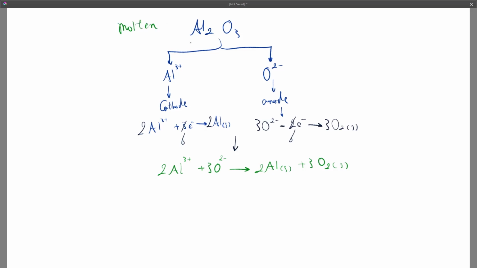So these examples, the lead bromide, the Al2O3 aluminum oxide, the copper bromide, even the sodium chloride, even though sodium chloride is water soluble, you can perform electrolysis on molten sodium chloride, and these will be the results in this exact same manner. Now, what if we have an aqueous solution? What if our electrolyte is water soluble and we have a solution of it?